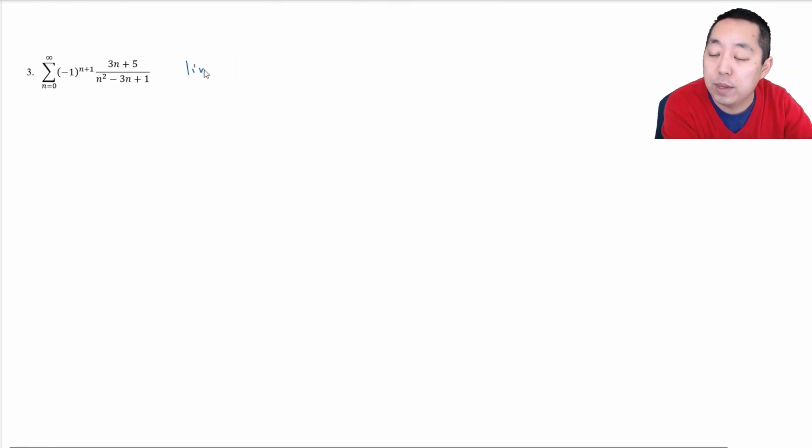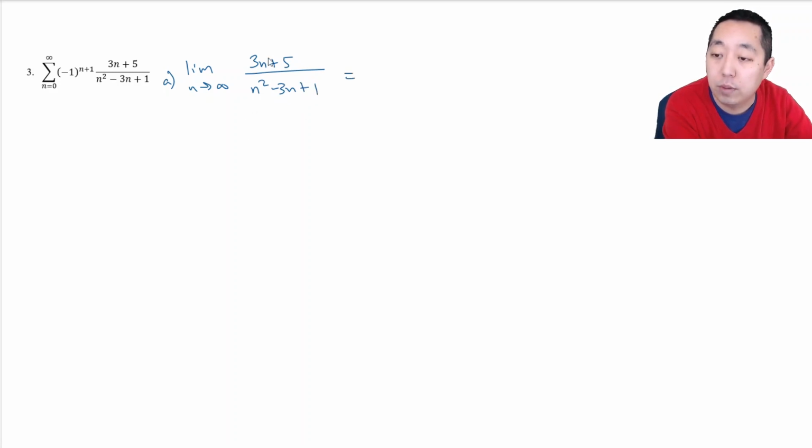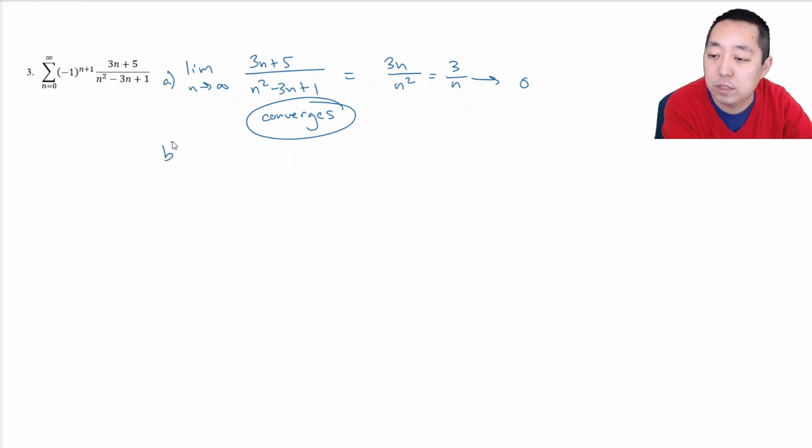Now I'm going to take the limit. So for part A, the limit as n goes to infinity of the term without the sign. We look at the dominant term, so it's going to be 3n over n squared. That's 3 over n, and that's going to approach 0. So this converges because the terms themselves approach 0, and it's alternating. So that's by the alternating series test.